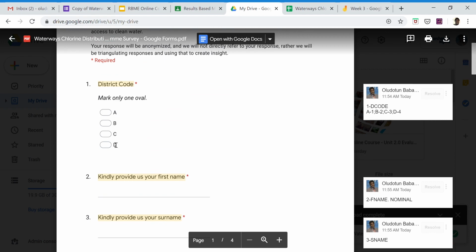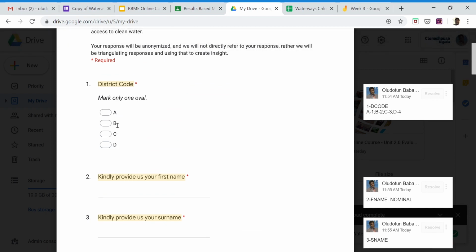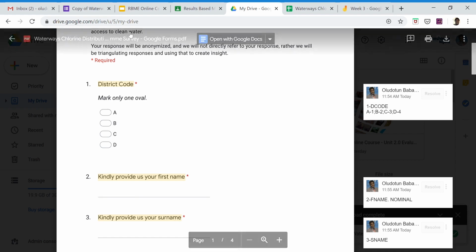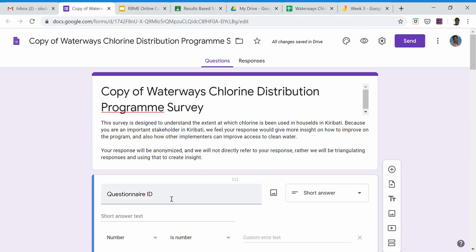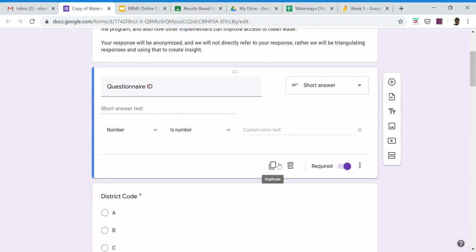If each district code, for instance, might be the code for each enumerator. So if we have 4 enumerators, for example, we will name each one with a code: enumerator A, B, C, D. You need to pick which one he is so that we can identify him. Another way to do it is to come here. If you're using enumerators, this is important, and instead of a questionnaire ID, it will be an enumerator ID, right?